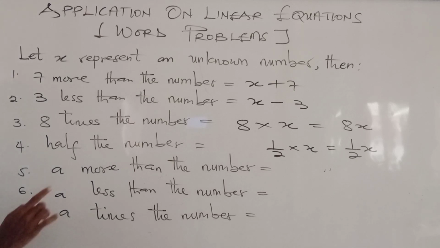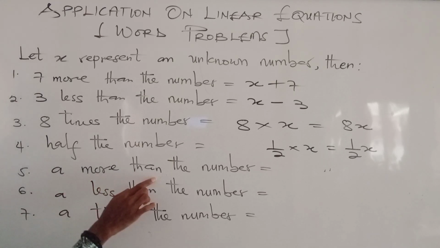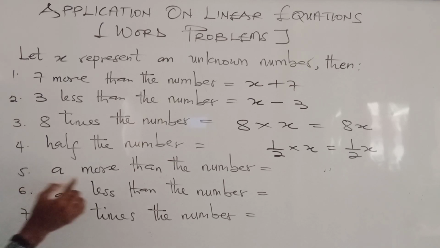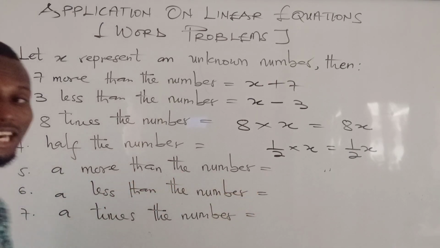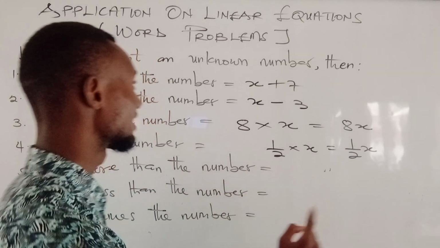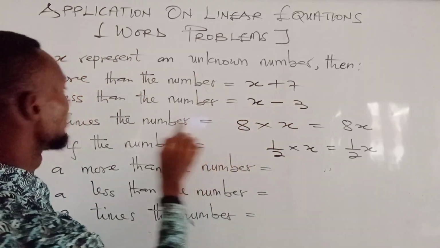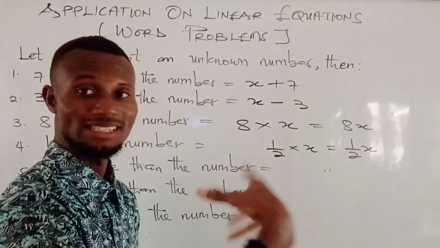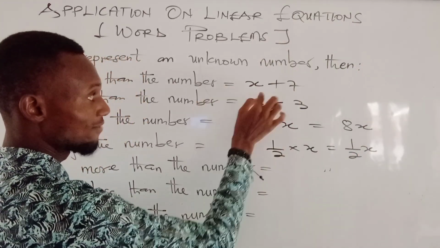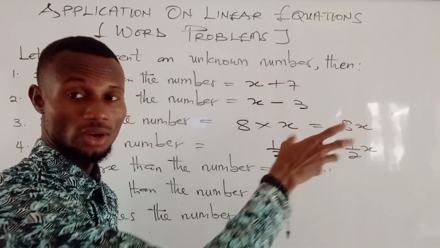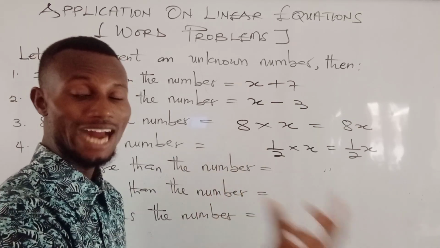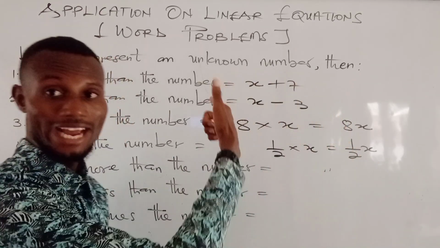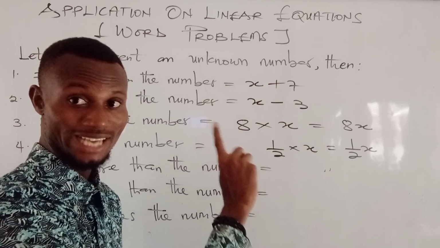Okay, it says that a more than the number. So it says that a, the letter a, more than the number. Don't forget that when we started with the first one, we said that 7 more than the number. The number is s. 7 more than it gave us s plus 7. Okay, that's what we did. We added 7 to the number, the unknown number, which is s.